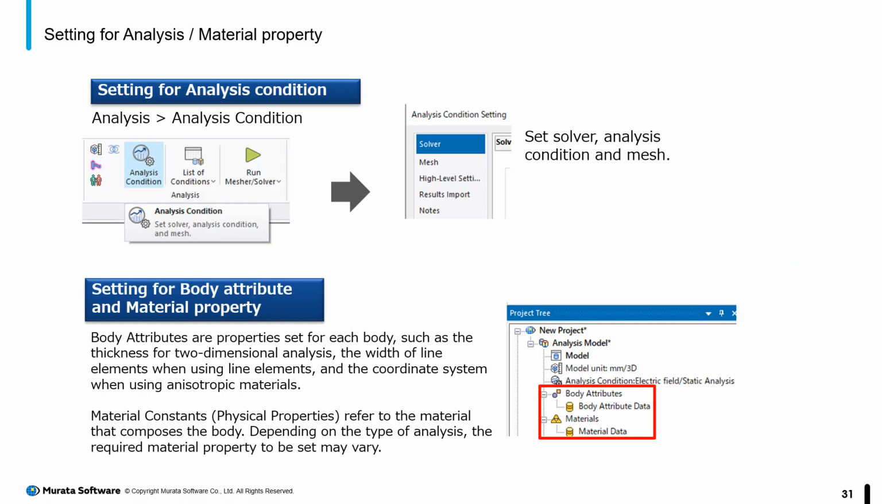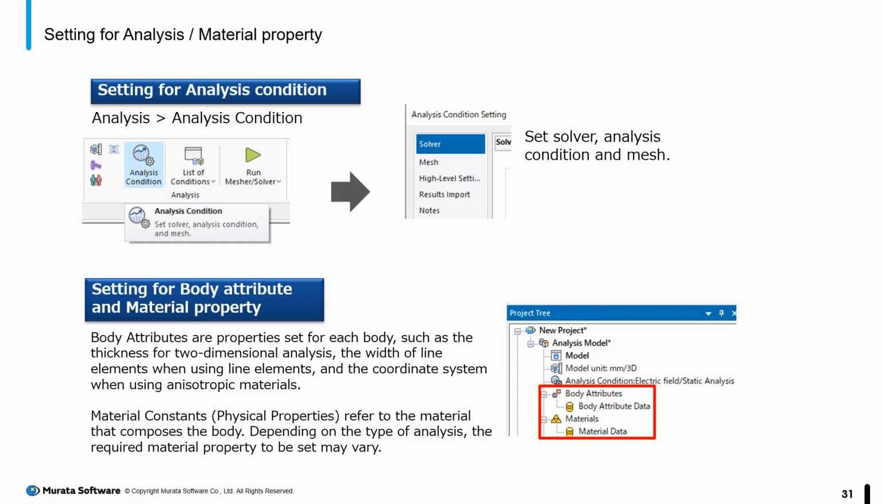The selection of the solver and the setting of mesh conditions are done through the Analysis Condition menu. Additionally, each body will have material properties and body attributes assigned. Material properties refer to the essential information required for analysis, and these can vary depending on the solver. For example, in stress analysis, you would use Young's modulus and Poisson's ratio, while in thermal conduction analysis, you would use thermal conductivity and specific heat.